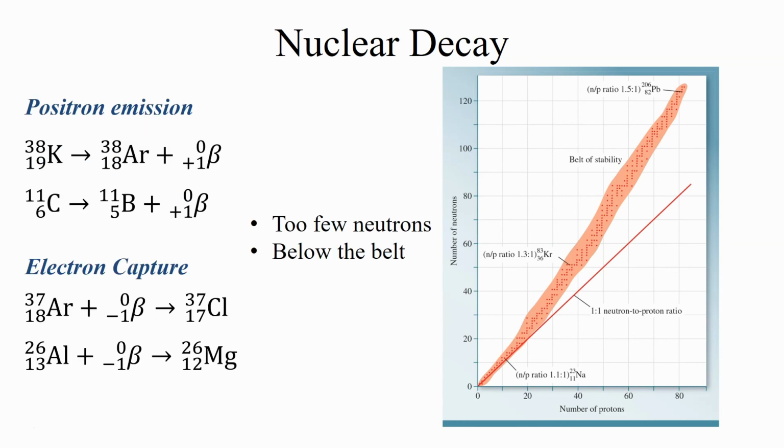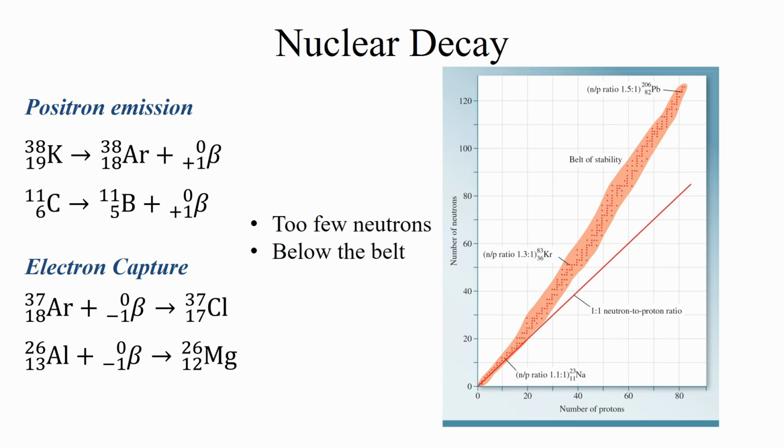Positron emission is what happens when we have too few neutrons. So in this case, we have, for example, potassium-38 will decay into argon-38 and a positron, and carbon-11 will decay into boron-11. Now, it should be noted that these positrons do not last very long. They will immediately be annihilated by a nearby electron and usually create very high energy electromagnetic radiation, such as gamma rays.